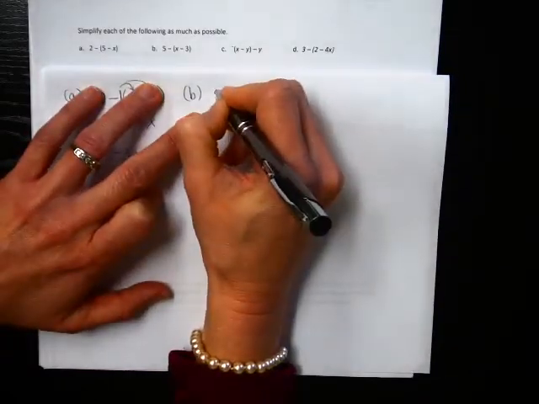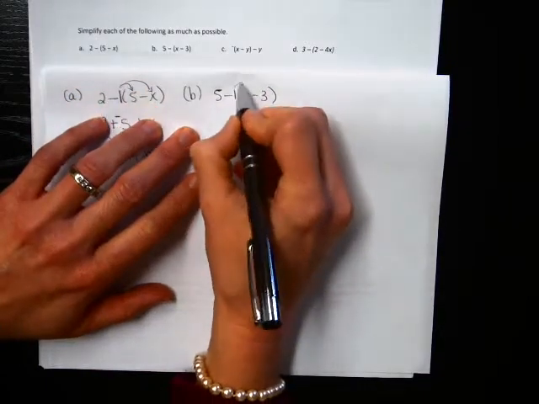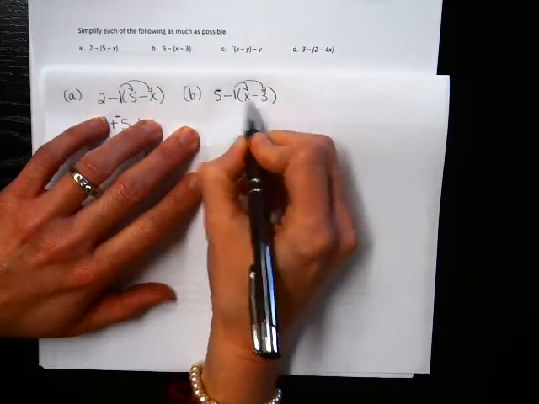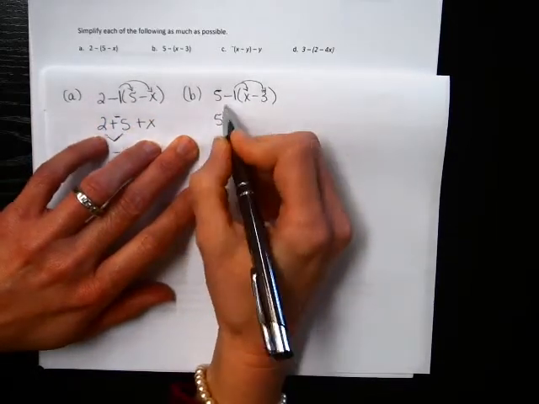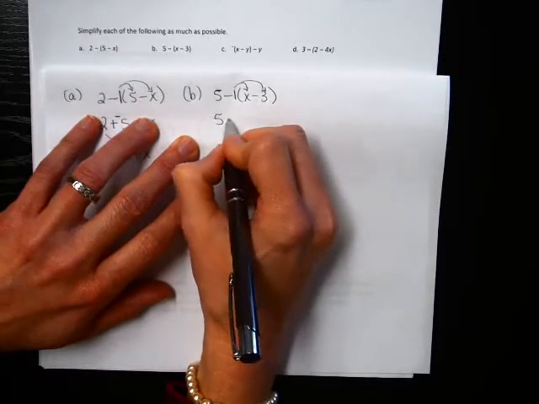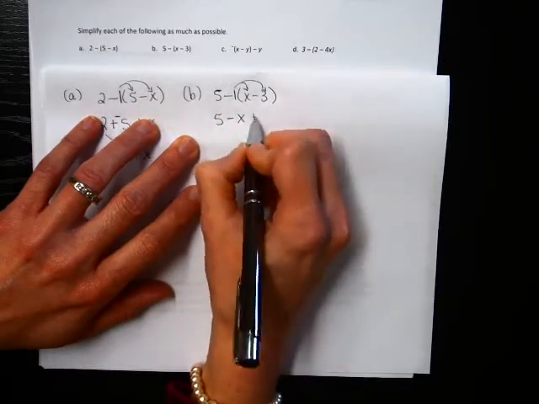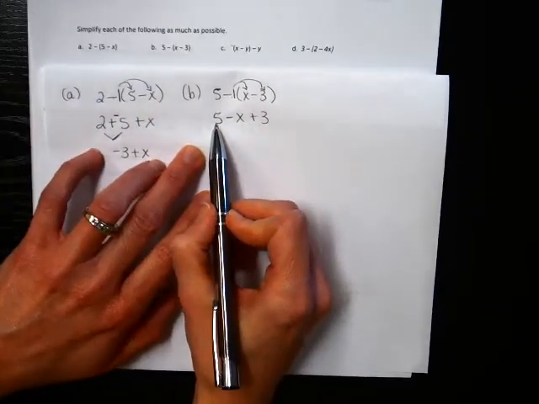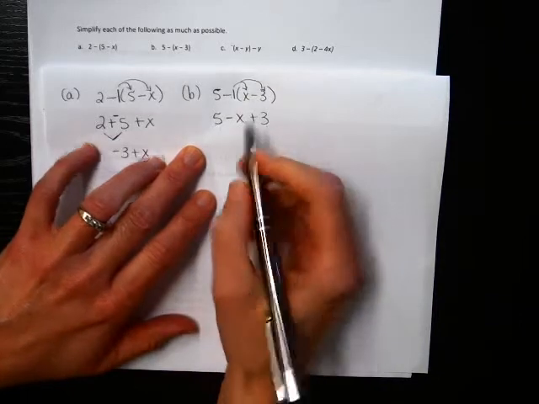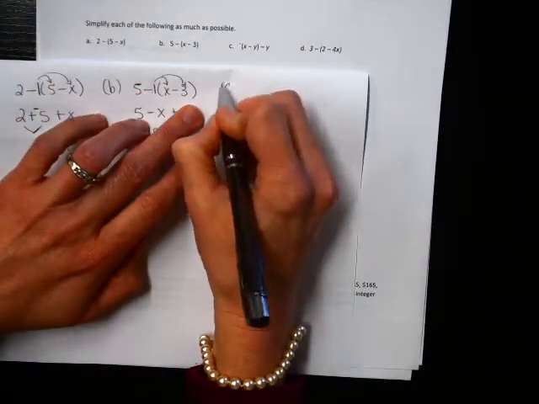And so we have negative 1 there in front of that parentheses. I'm going to distribute that negative 1 times both of these terms. And so I'm going to bring down that 5. And negative 1 times x is negative x. Negative 1 times negative 3 is positive 3. And so now I still need to combine my like terms of 5 plus 3, which gives me 8 minus x. Final answer.